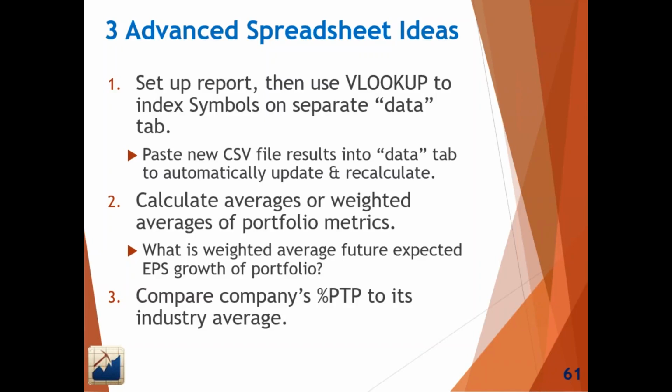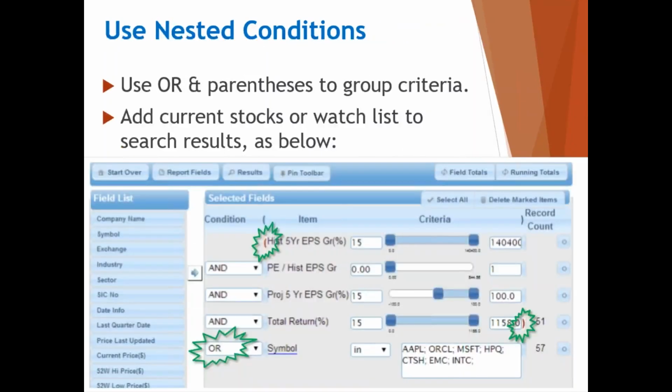Another idea is to create averages or weighted averages of various portfolio metrics. For instance, what's your weighted average growth rate, or future expected growth rate, or historical growth rate of your portfolio by company size? So you could calculate that in your spreadsheet using up-to-date data that comes out of MyStockProspector. And as I mentioned, compare companies' pre-tax profit to its industry averages. So I've just got a couple more ideas here for you that I wanted to cover. One is the use of nested conditions.